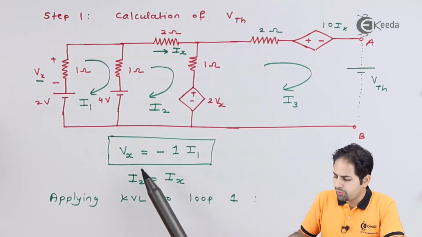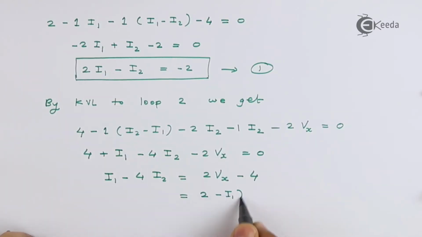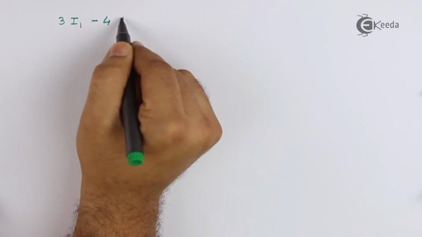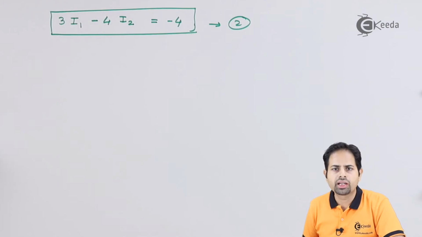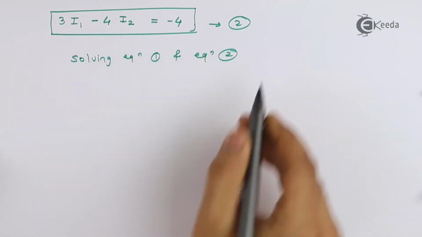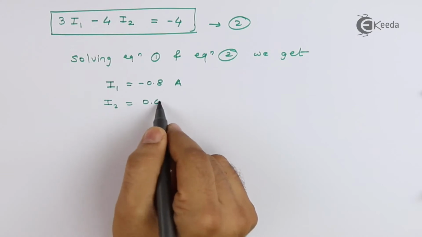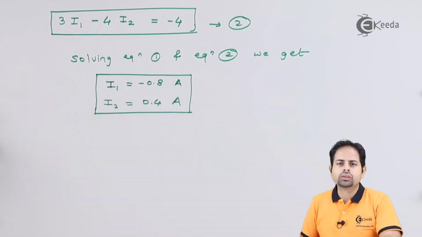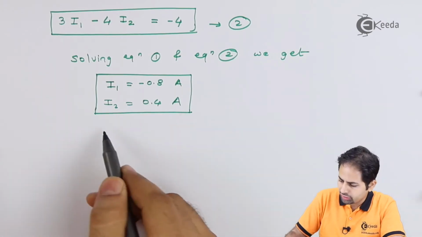See, initially we have written this Vx as minus of I1, so we will substitute it now. And now we have both the equations, so we'll solve those equations simultaneously to get values of I1 and I2. So we got I1 and I2 both. Now we know that this I2 is nothing but Ix, so we can write.